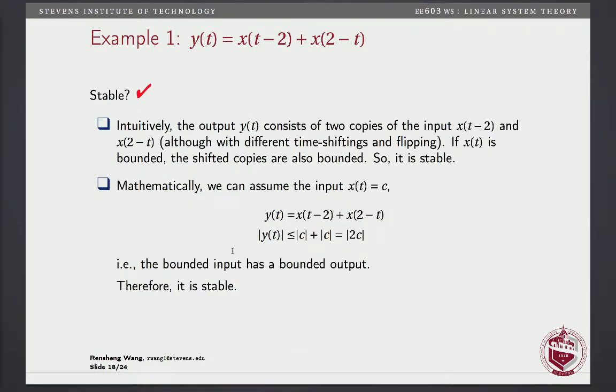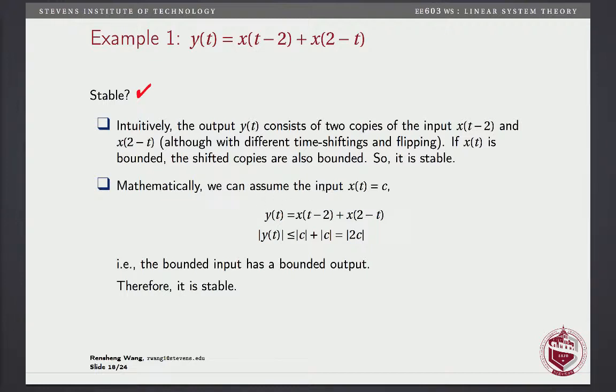How about the stable? That's also simple, right? As I mentioned here, y only consists of two copies of the input. Even if you have some time flipping or shifting, it doesn't matter, because we only care about the magnitude for stable systems. Because you only have two copies, if x(t) is bounded, of course y(t) is also bounded. So this is a stable system.